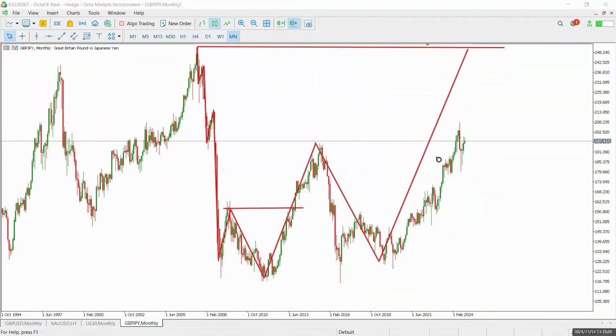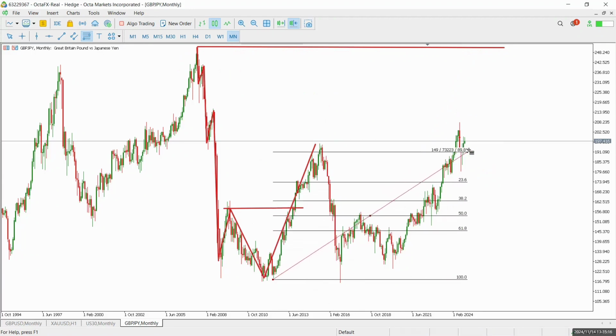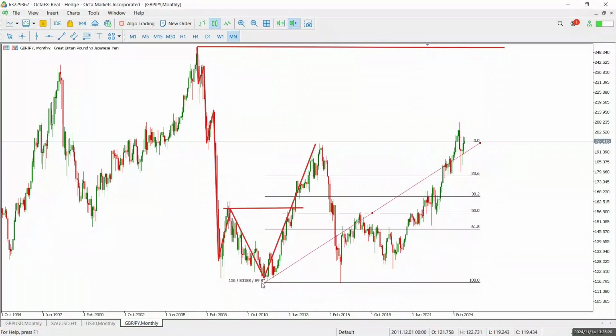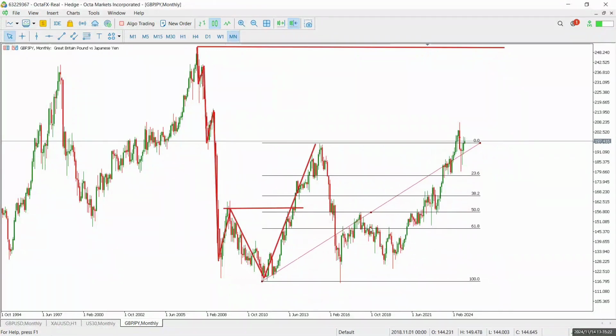In this case, it's making something like a W pattern, okay? So we expect price to do this, okay? So what are we going to do? We're going to bring out our Fibonacci from the lowest point right here and take it up to the highest point right here. So we can see that price came to as much as the 61.8 level, even closing below the 61.8.